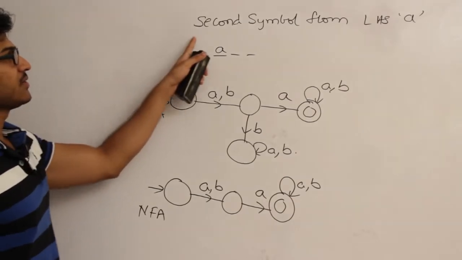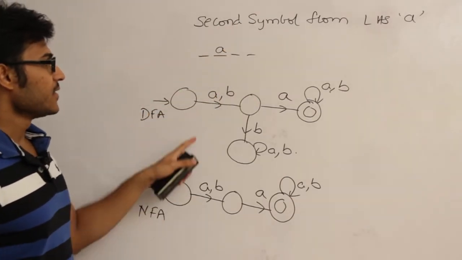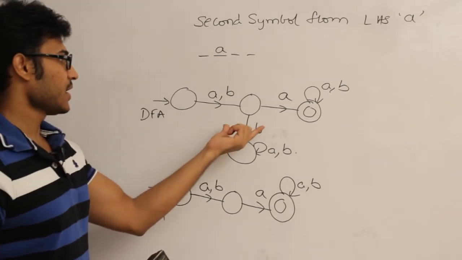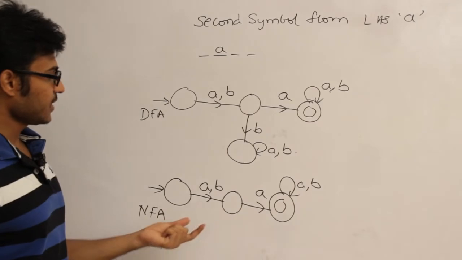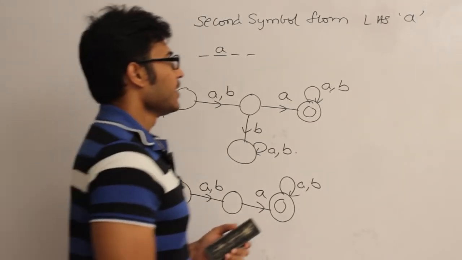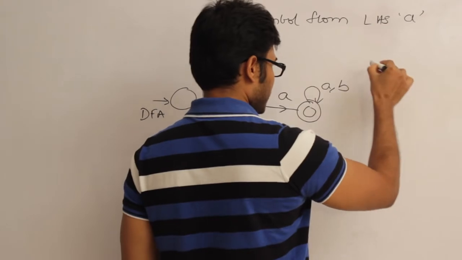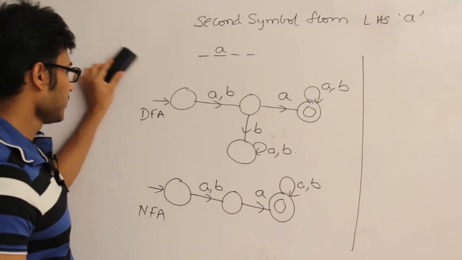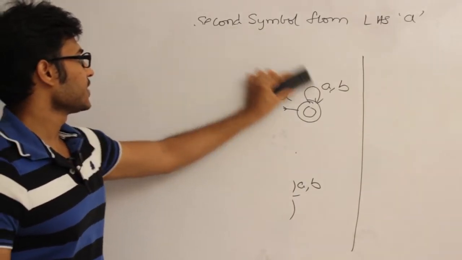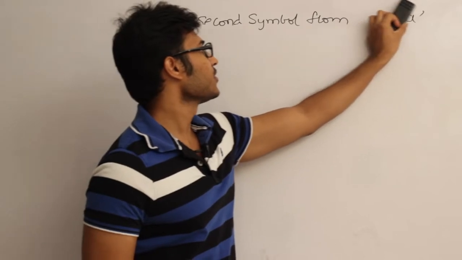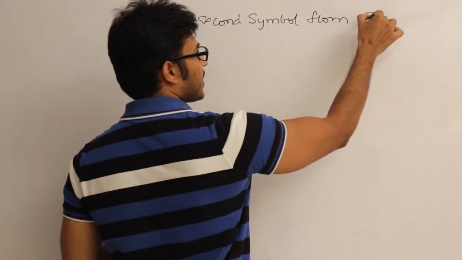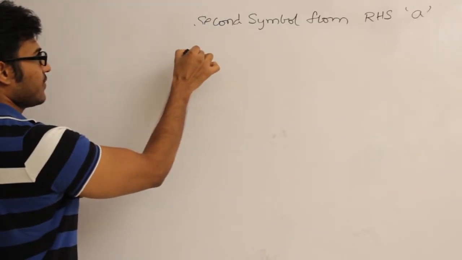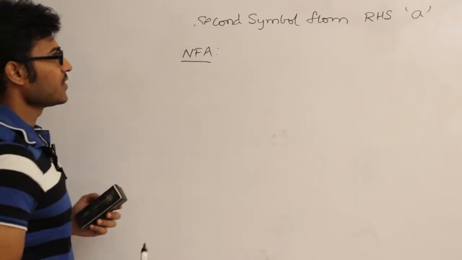What if the question is second symbol from RHS is A? The second symbol from RHS is A is a bit complicated in order to construct directly a DFA. So let me construct an NFA and then convert it to DFA. Okay, so let me construct an NFA first. So now the question is this. Let's change the question. We have already seen for LHS, second symbol from LHS is A. Now I am going to see what happens if second symbol from RHS is A. First of all, I am going to construct an NFA for it, because constructing NFA is always easy.